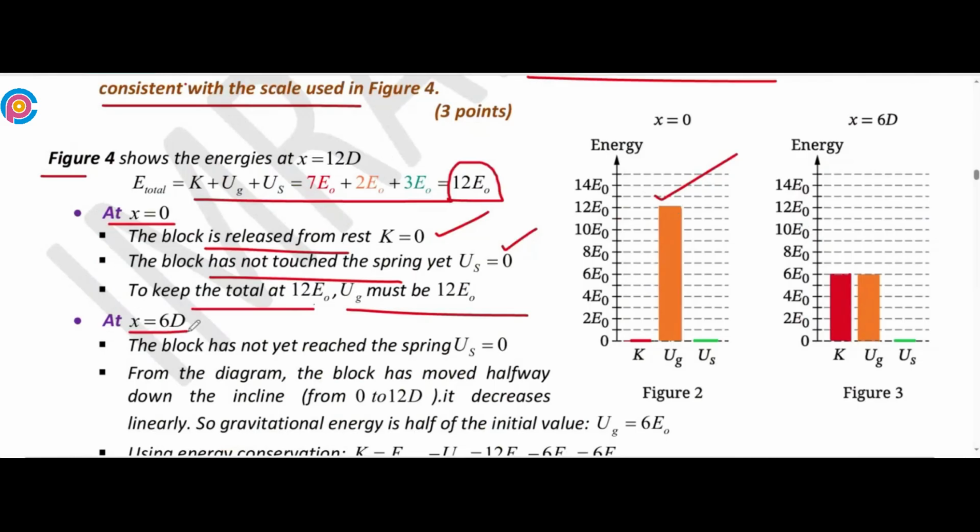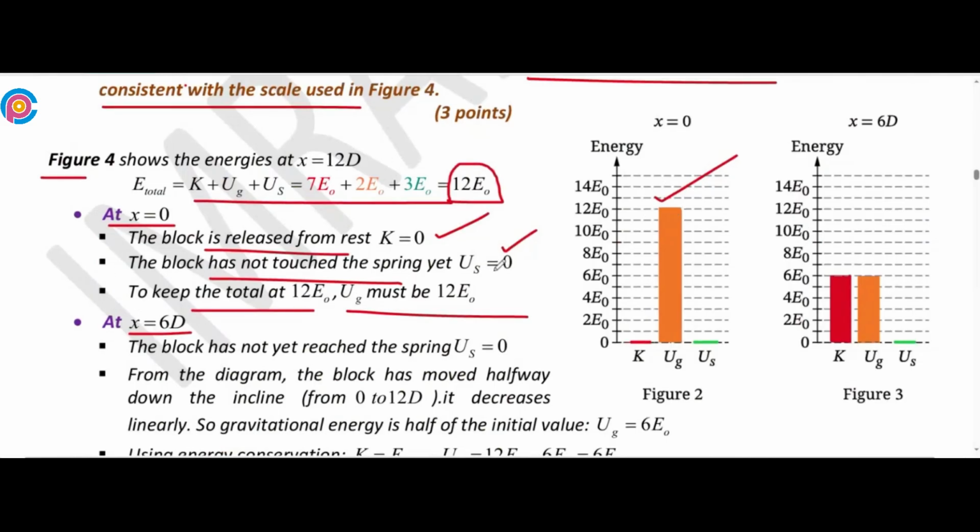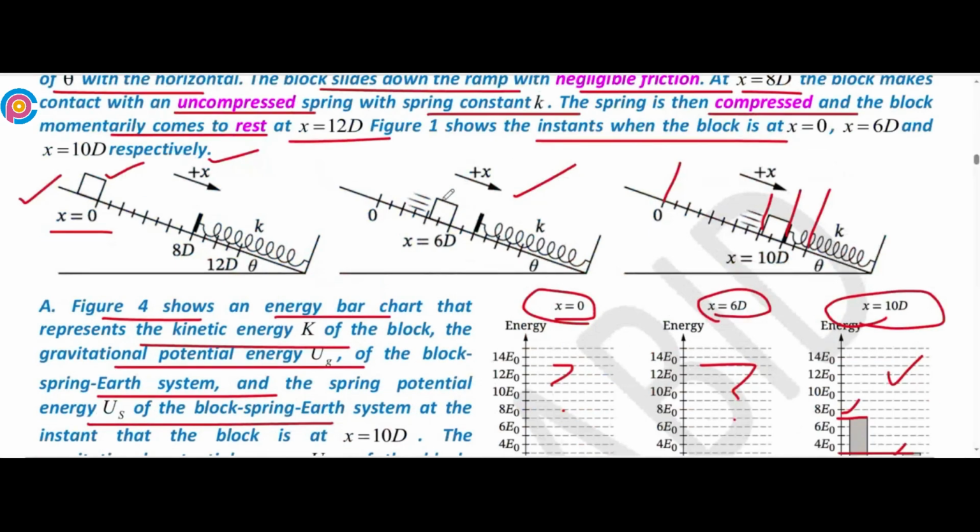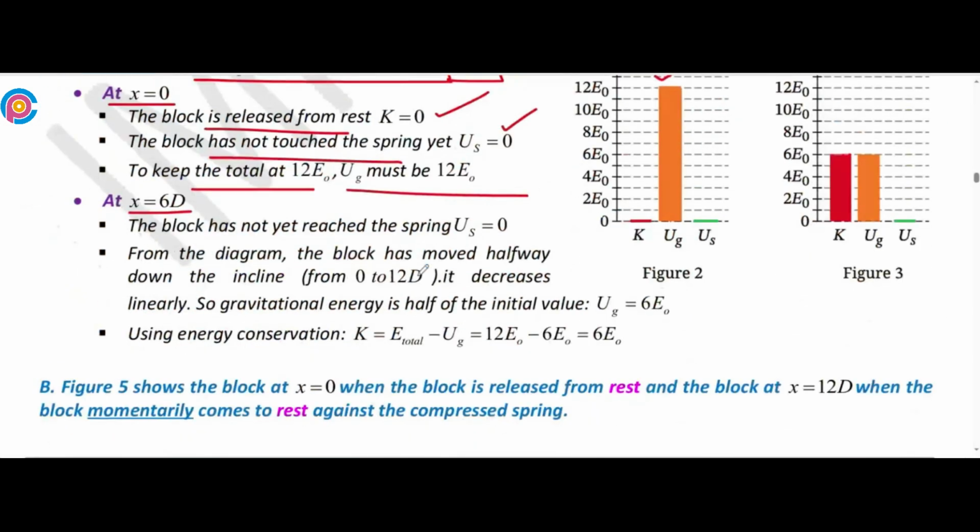Now at x equal to 6d, the block is moving. There is kinetic energy, but the spring is not compressed. The block doesn't hit the spring at that moment, so the block hasn't reached the spring and the spring potential energy is 0. From the diagram, the block has moved halfway down the incline; 0 to 12d is the total path. It decreased linearly, so the gravitational potential energy is half of the initial value.